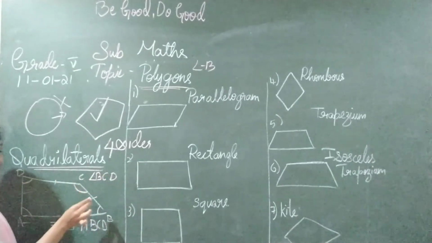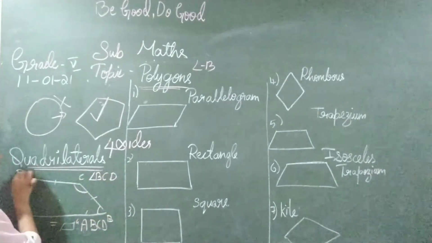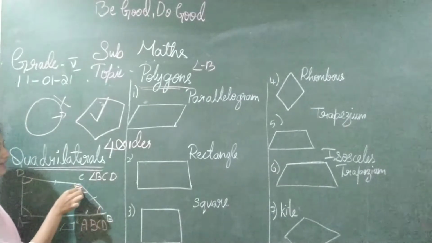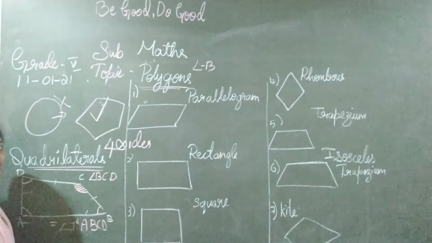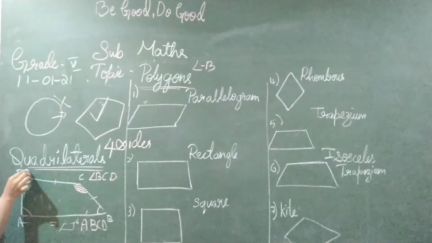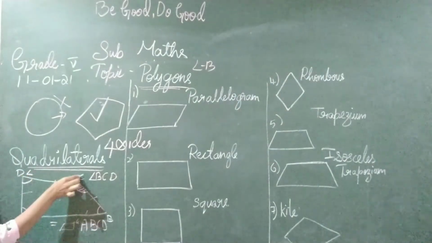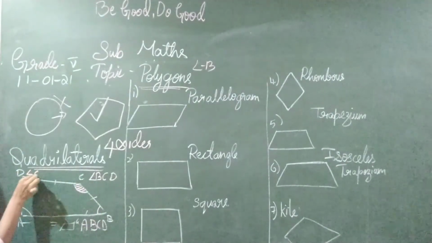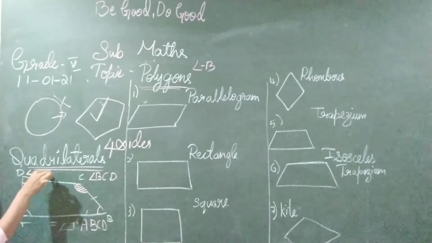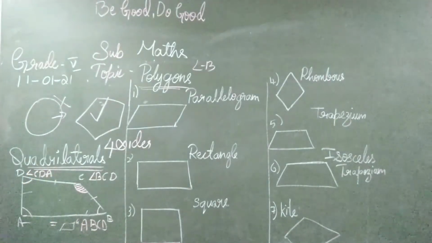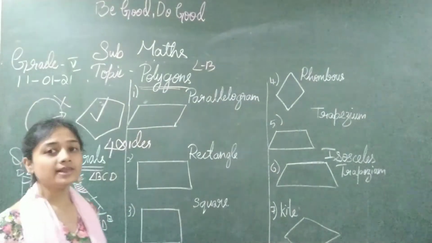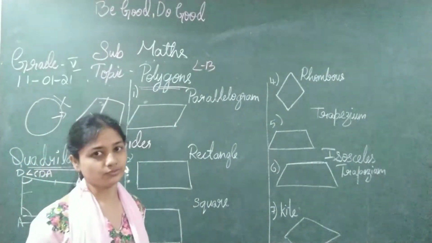So what is the angle I am representing here? BCD means this angle. So similarly, can you name the angle here? It is angle CDA. CDA. So this is all you know already. Now let's go and learn something new.